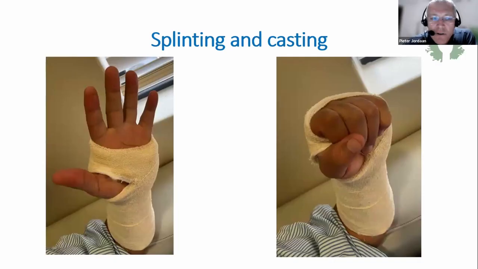This is a good photo showing you just roughly where you want your cast. This is a volar slab below elbow, and you can see that the distal palmar crease is free and the patient can flex his MCP joints fully. This is what you want.